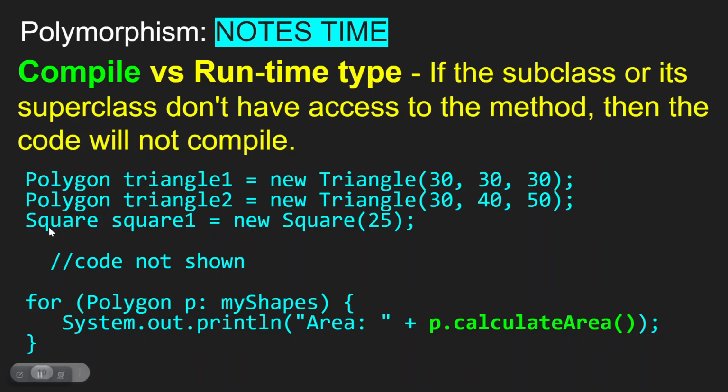If there's no calculate area in the square subclass, and there's no calculate area in the superclass, then this will not compile. However, if there is a calculate area in the polygon class, then that means the code will compile because the compiler knows that the method exists here. And of course, square is a subclass of polygon, so it knows it exists here as well.